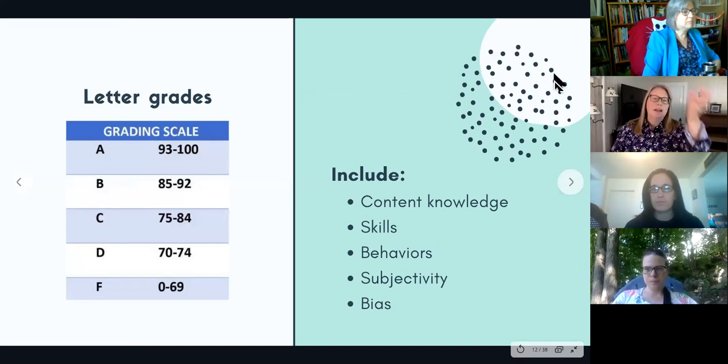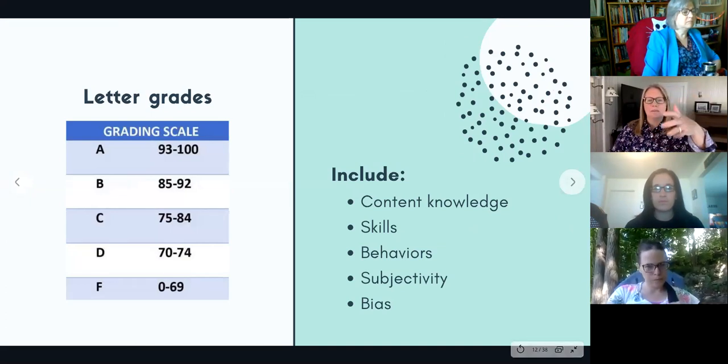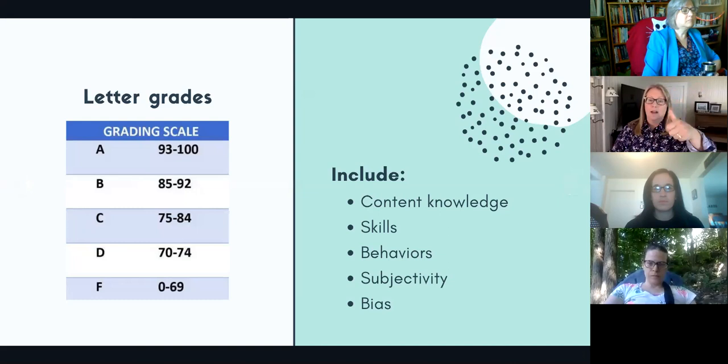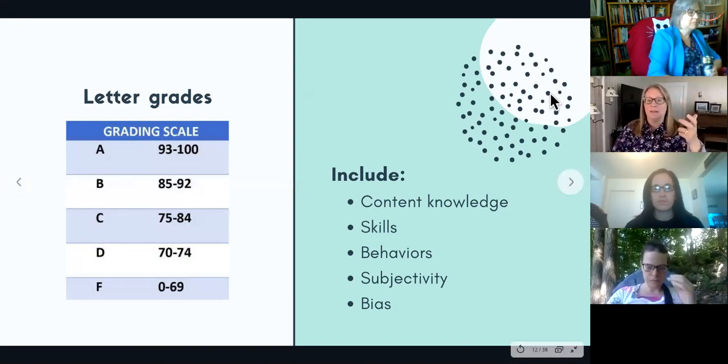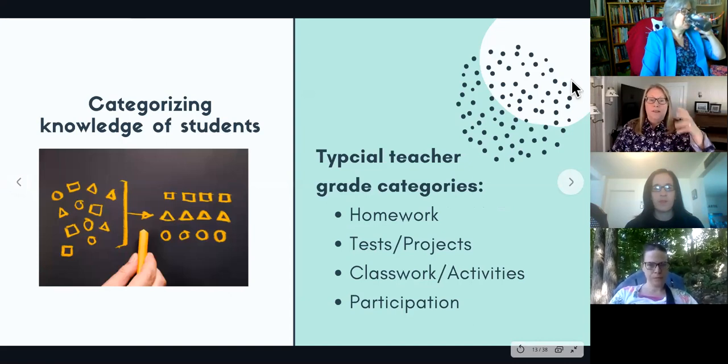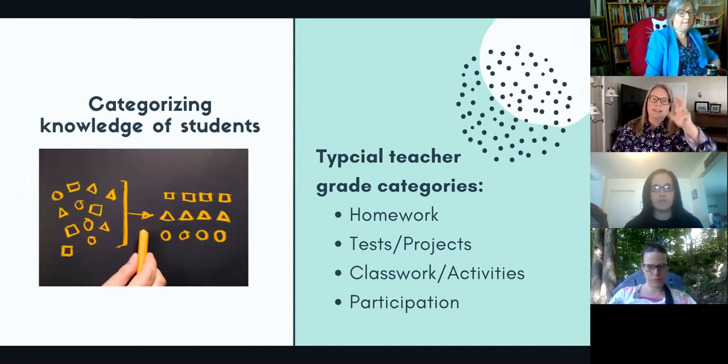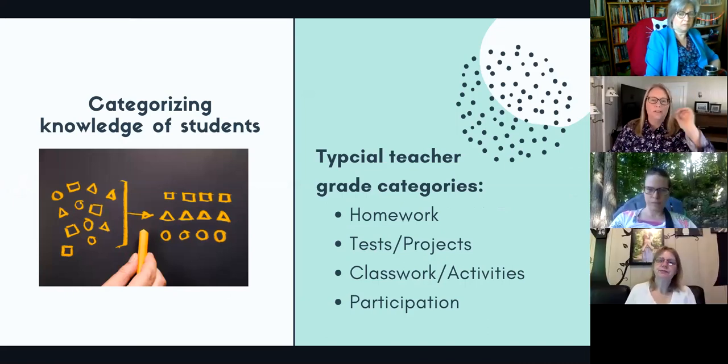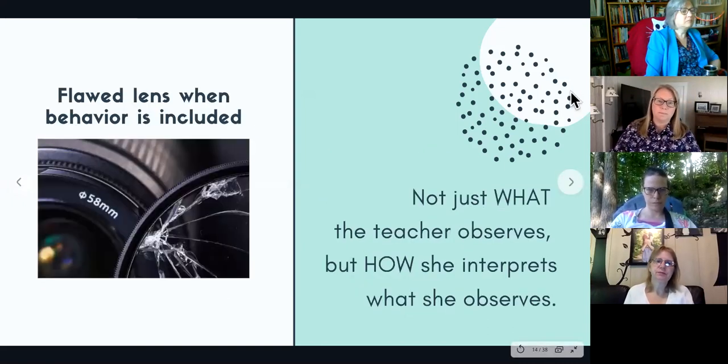So we talked about letter grades, and I think we've talked about this in the past, that they can sometimes include a lot of things like content, knowledge, skills, behaviors, our subjectivity, and our bias. And a lot of teachers, we try to adjust that. Like we have good intentions. So we create these categories, and sometimes we weight these categories, like categories of homework, tests and projects, classwork, activities, and participation.